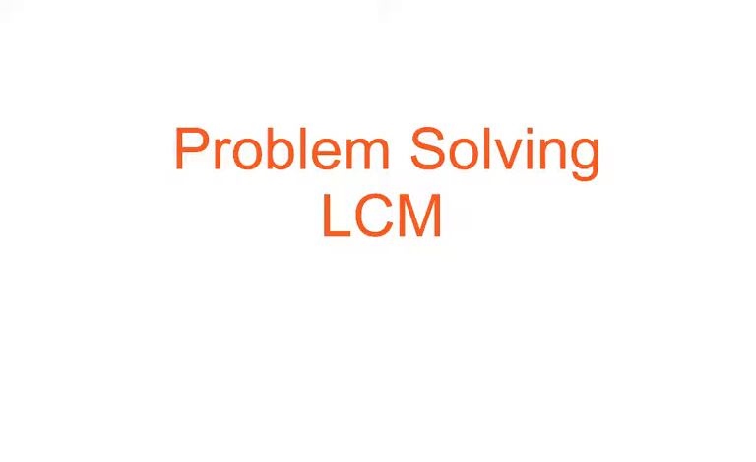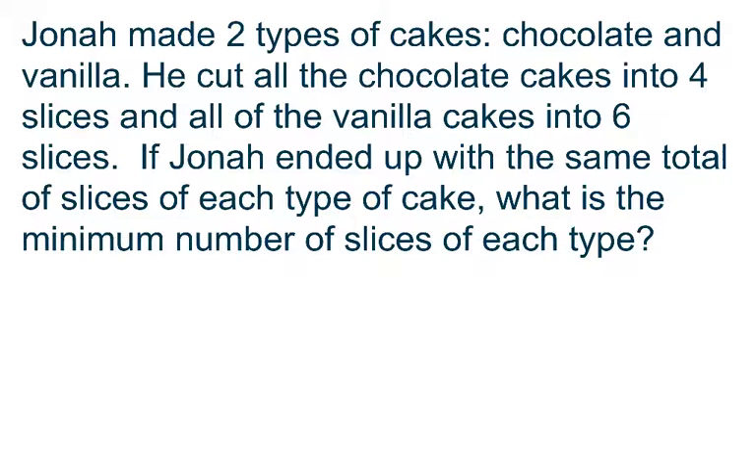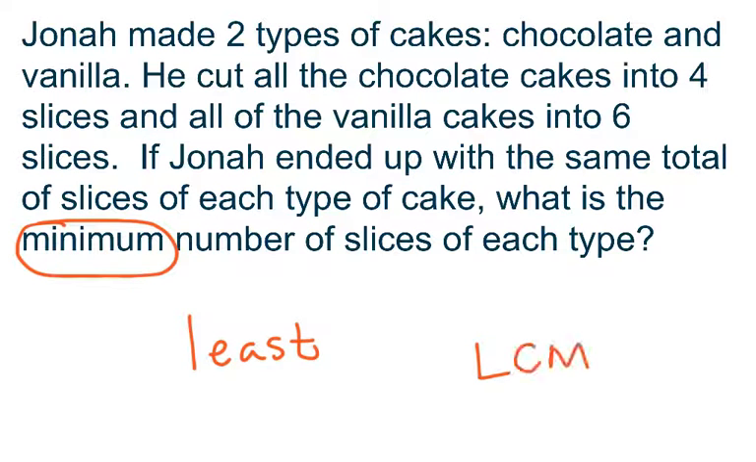Going to be using the least common multiple to solve problems. So this one says Jonah made 2 types of cakes, chocolate and vanilla. He cut all the chocolate cakes into 4 slices and all the vanilla cakes into 6 slices. If Jonah ended up with the same total of slices of each type of cake, what is the minimum of slices of each type? Well, when I'm looking at this, minimum is my key word. Minimum goes with a word like least. So I know that I'm going to be looking for LCM.